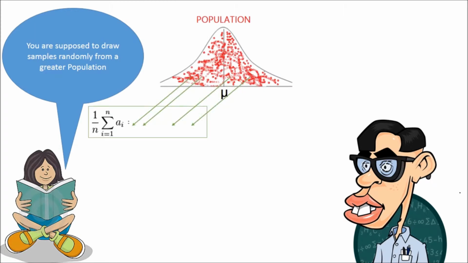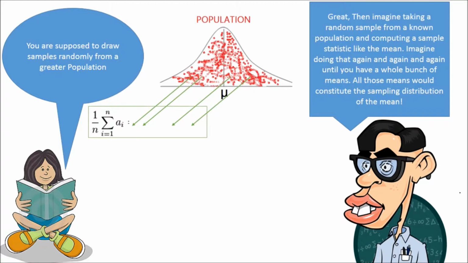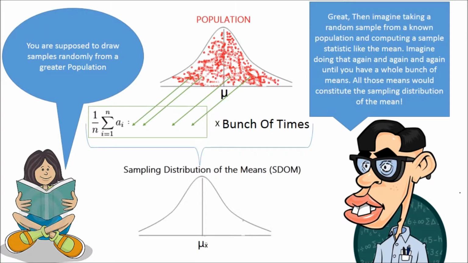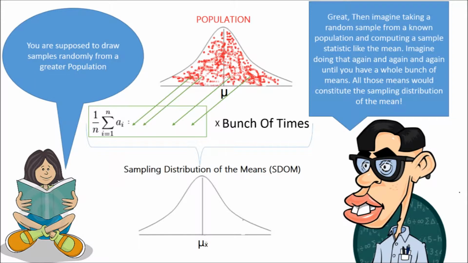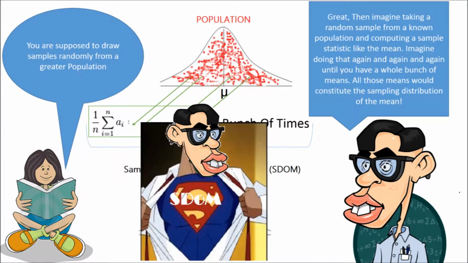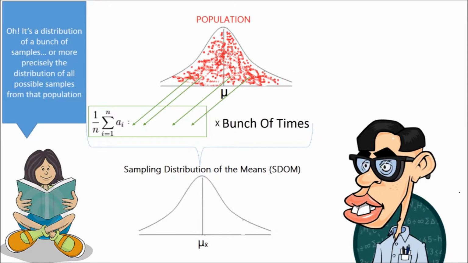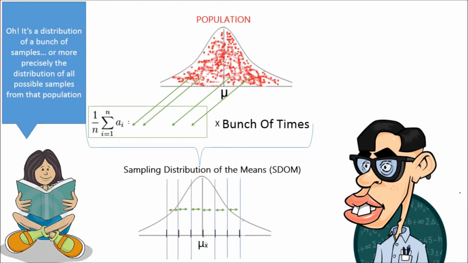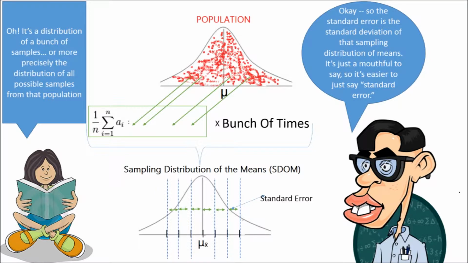Great. Then imagine taking a random sample of a known population and computing a sample statistic like the mean. Imagine doing it over and over again until you have a whole bunch of means. All those means would constitute the sampling distribution of the mean. Oh, it's a distribution of a bunch of samples, or more precisely, the distribution of all possible samples from that population. Okay, so the standard error is the standard deviation of that sampling distribution of means. It's just a mouthful to say, so it's easier just to say standard error.